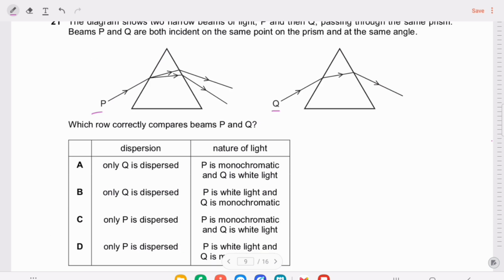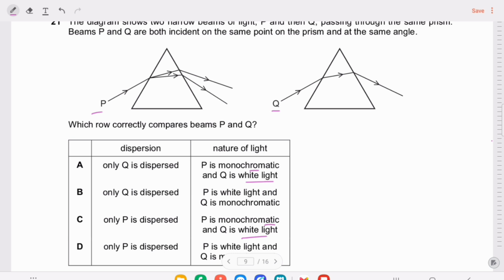A monochromatic beam contains only one color. One color cannot split into multiple colors. So beam P must be monochromatic. So we got two options here that define monochromatic. White light contains many colors. When white light enters a prism, the colors separate. This is called dispersion. Therefore, Q is white light.